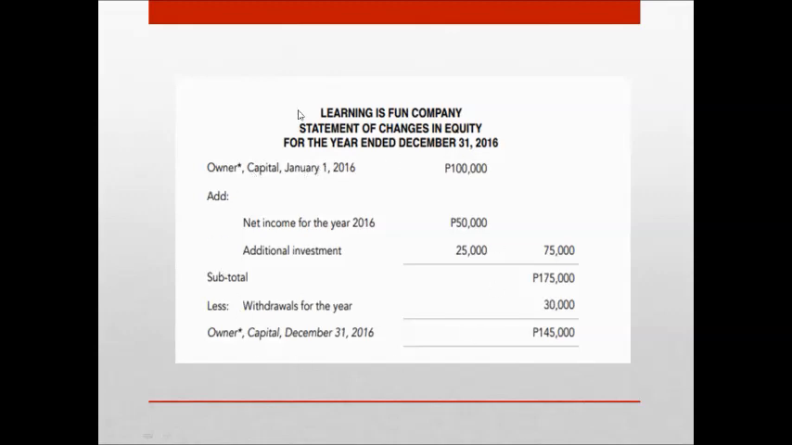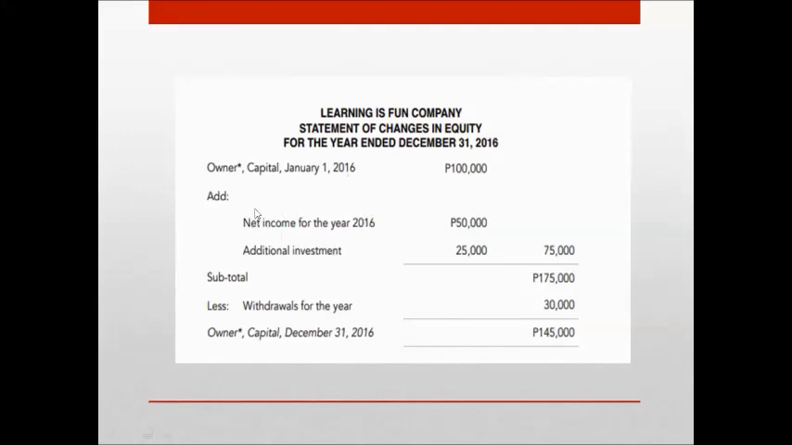sa statement of changes in equity, these are the following contents niya. So ito lang naman ang format niya. Of course, we have the capital balance. So the capital balance natin, January 1. So meaning this is the beginning balance. So this will be your initial investment. So kapag nag-start ka ng company and then you have invested the first time, ito ang magiging initial investment mo. And then meron tayong net income.